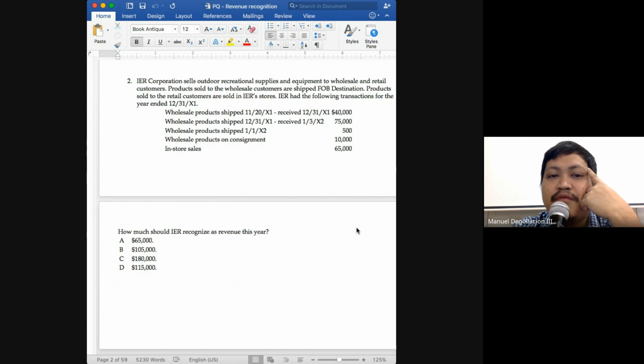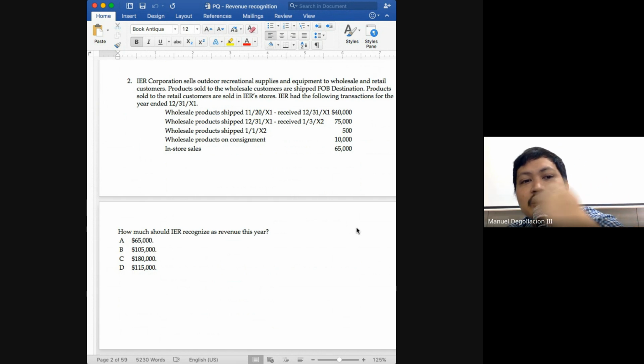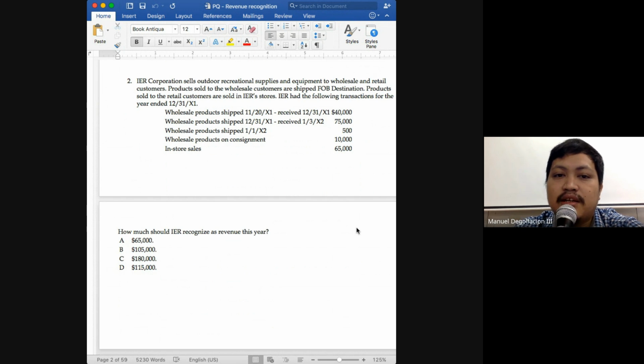What does it mean if it's shipped FOB destination, class? Title will transfer only when it is already received by the customer, once it reaches its destination. What's the opposite of FOB destination, class? FOB shipping point. And under FOB shipping point, the moment it is shipped, title over the goods is already transferred. So on the part of the seller, you may already recognize the revenue.